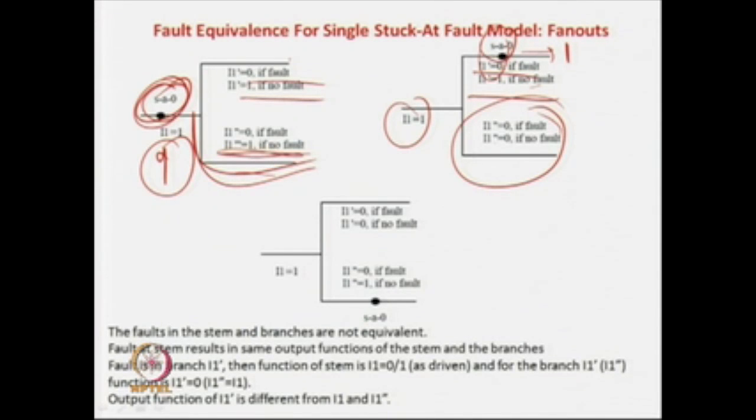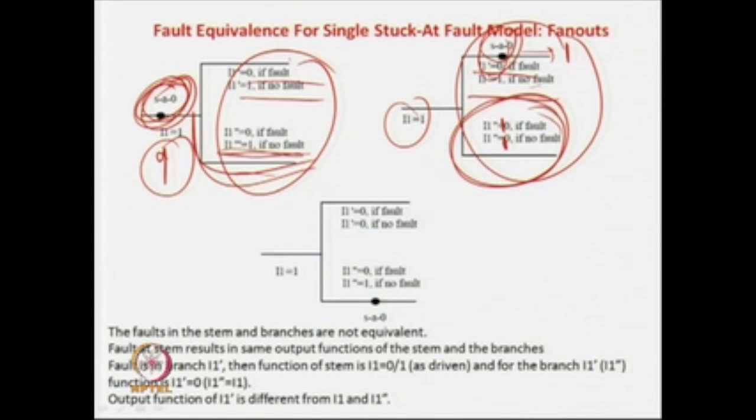So, what happens? It says that I double prime equal to 0 if fault, and I double prime is equal to, sorry, it should be stuck-at-0 fault, it is 1, sorry. So, it should be I double prime is equal to 1 if there is a fault, and I double prime is 0 if there is no fault, because this fault is not affecting this line in any way. So, the presence of this stuck-at fault, whatever is the functionality here, and with the stuck-at-0 fault here, whatever is the functionality at this point, are not equivalent. Similarly, let us see, so in this case also it should be 1, I am sorry.